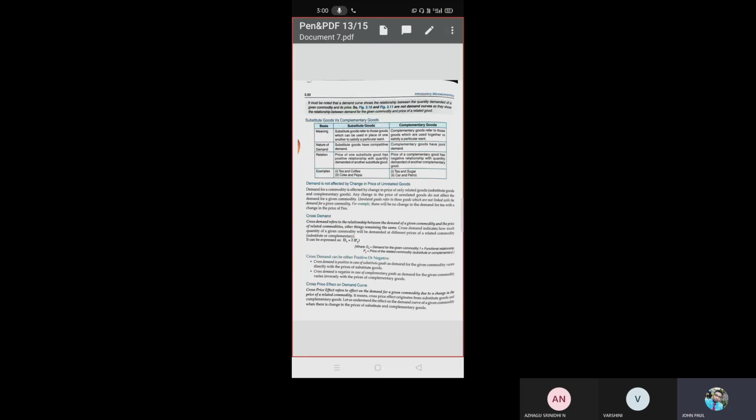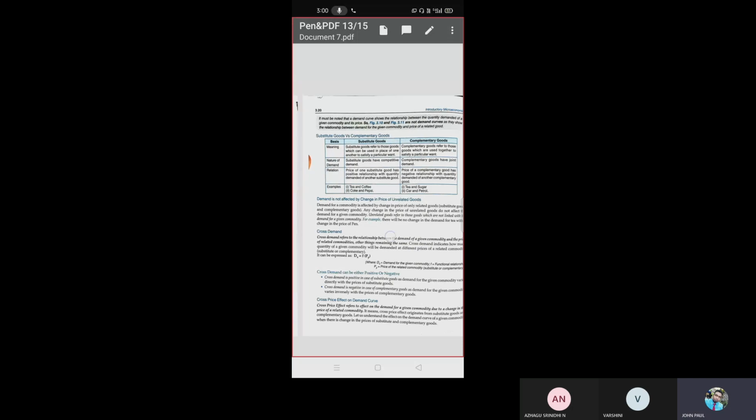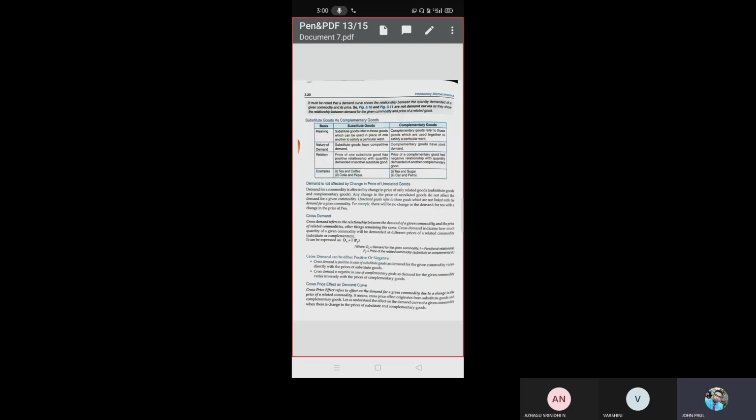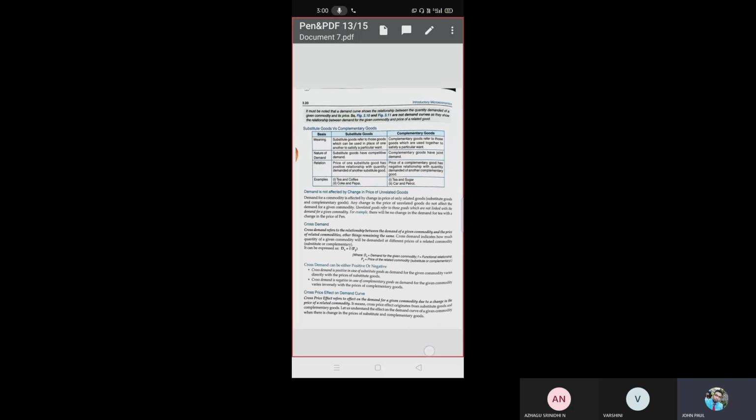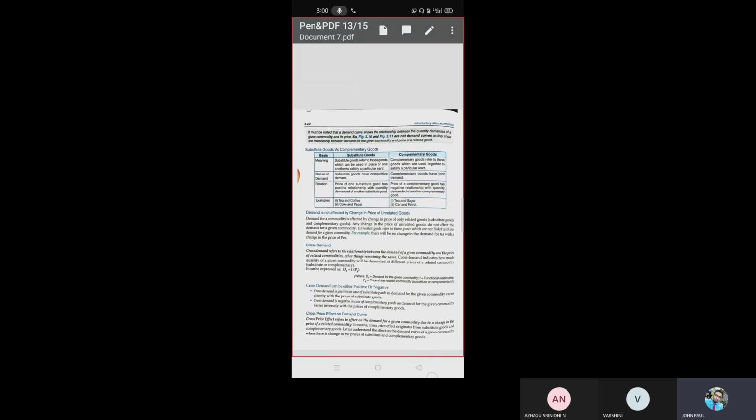So for example, cross demand indicates how much quantity of the given commodity will be demanded at different price of a related commodity. That is substitute goods or complementary goods. Okay. So what is substitute goods? Anyone?